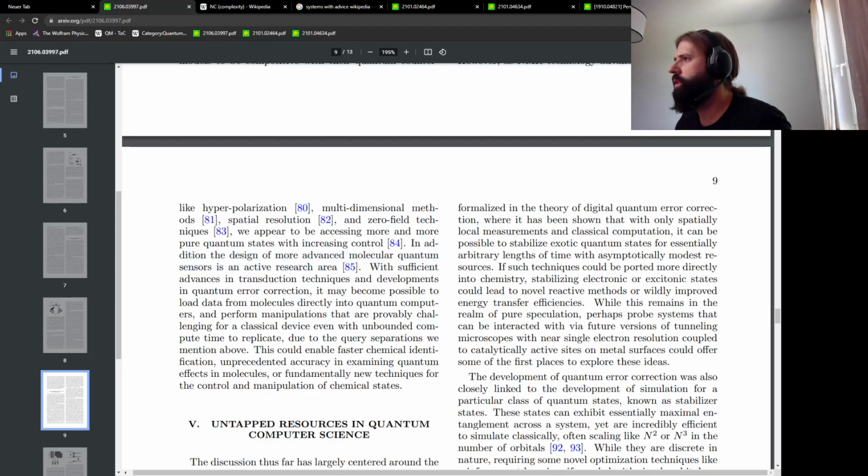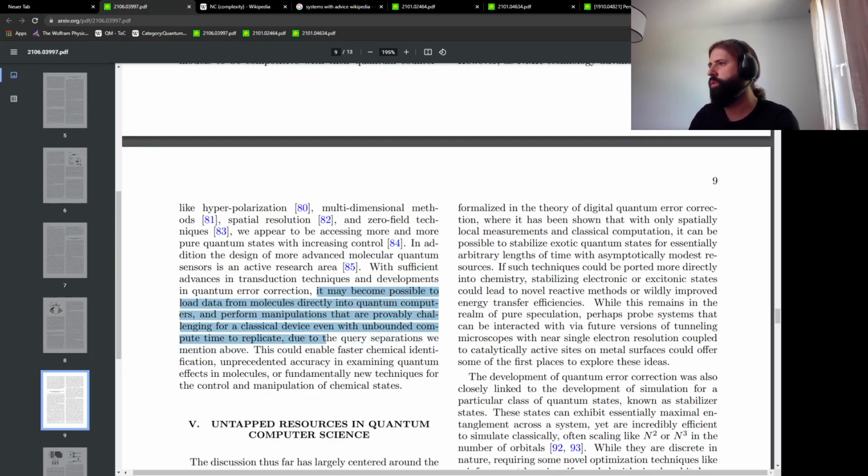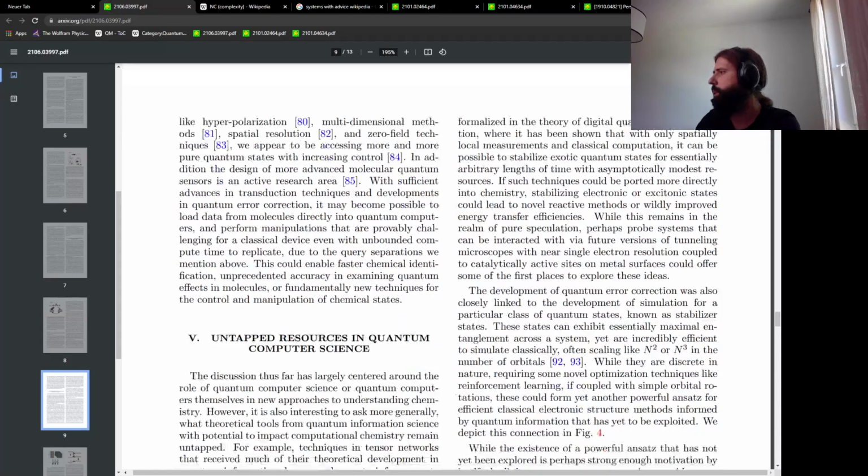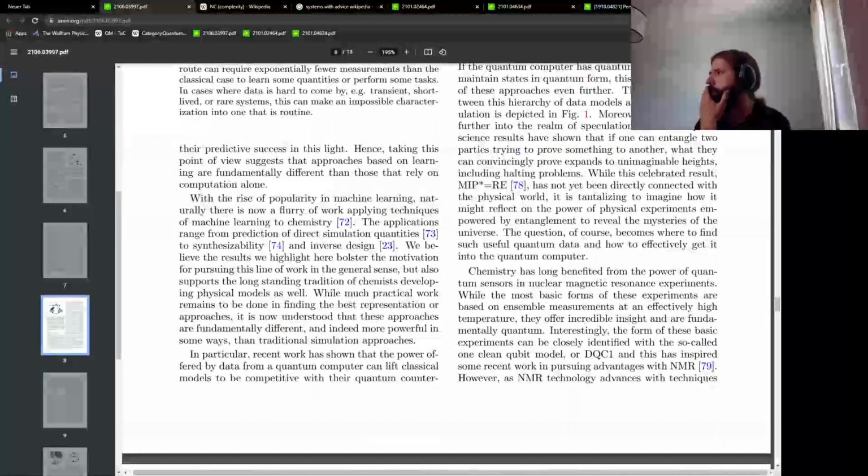With sufficient advances in transduction techniques and developments in quantum error correction, it may become possible to load data from molecules. Yeah, that's what's cool. So it may become possible to load data from molecules directly into quantum computers and perform manipulations that are probably challenging for a classical device, even with unbounded compute time to replicate, due to the query separations we mentioned above. This could enable faster chemical identification, unprecedented accuracy in examining quantum effects, and so on. Okay, so what do I take out of these?